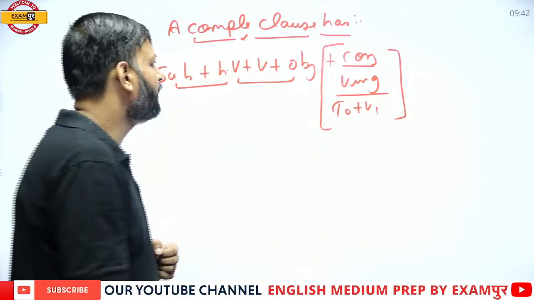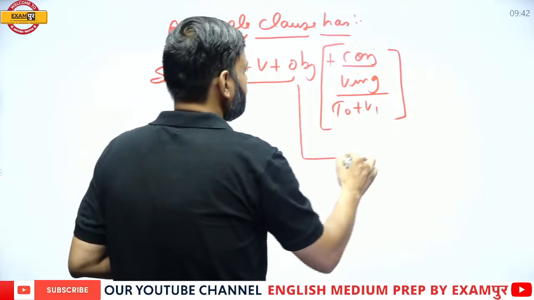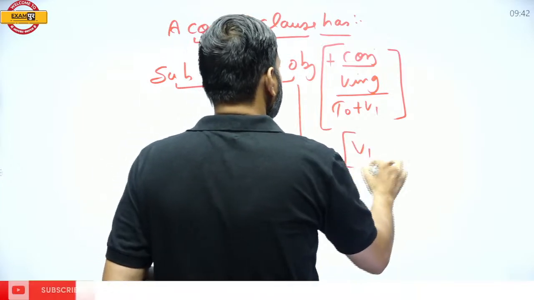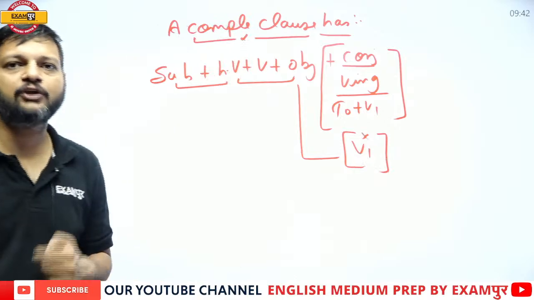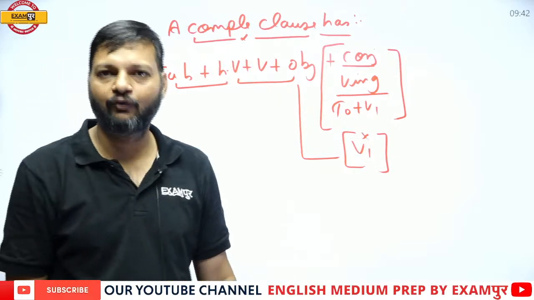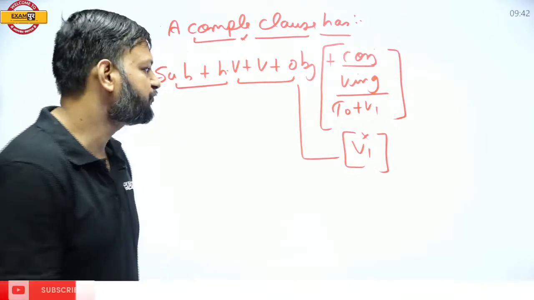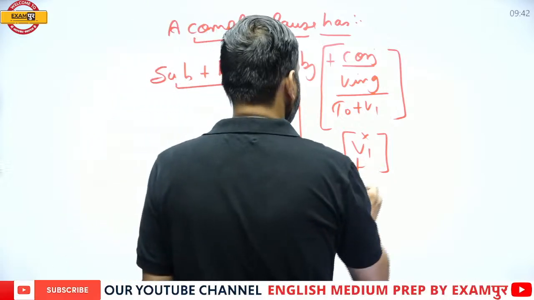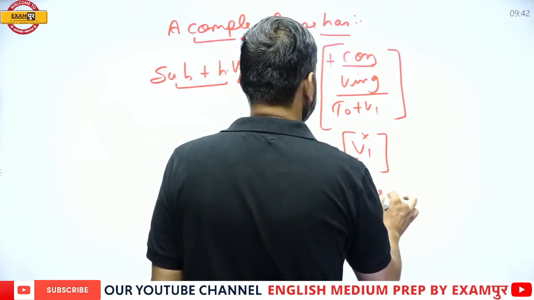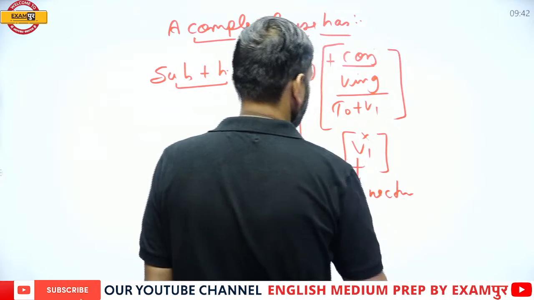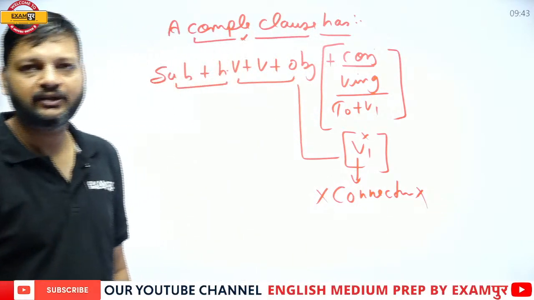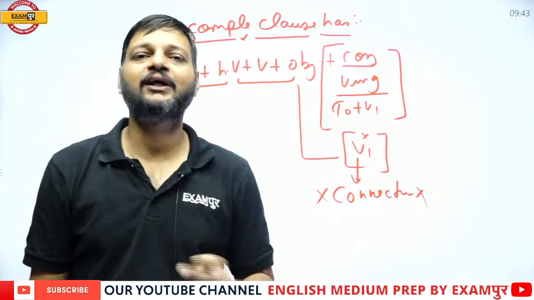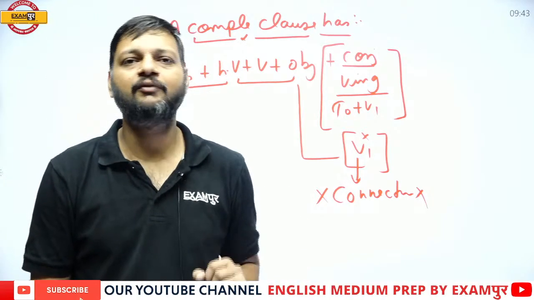But after object you cannot write first form of verb. Why? Because first form of verb cannot serve as a connector. That's why after object you cannot use first form of verb.